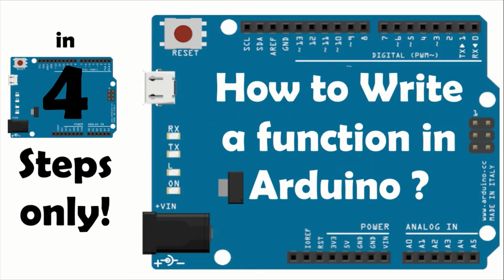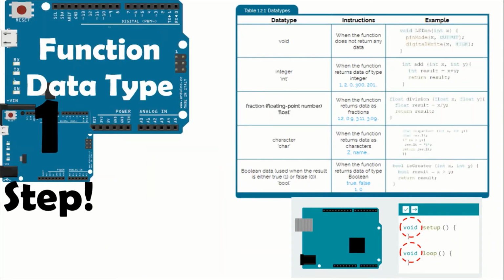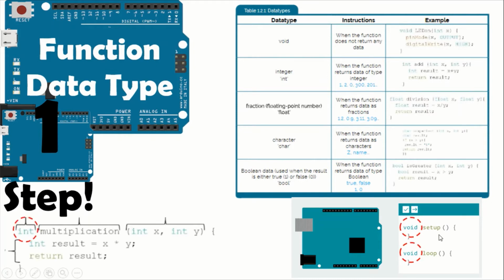How to write a function in Arduino? To write a function in Arduino, you have to understand its structure. First of all, you have to understand the function data type. What is the function data type? As you can see here, the data type of the basics function is void. Void here is the data type of our main function. In this example, what would be the data type? It's clear that integer here is the data type.